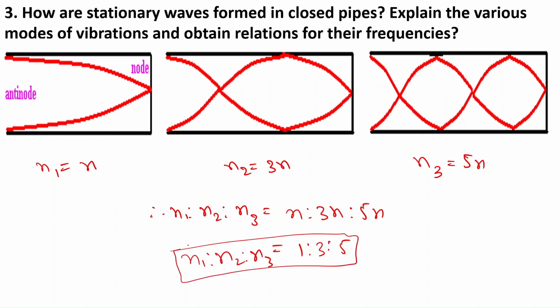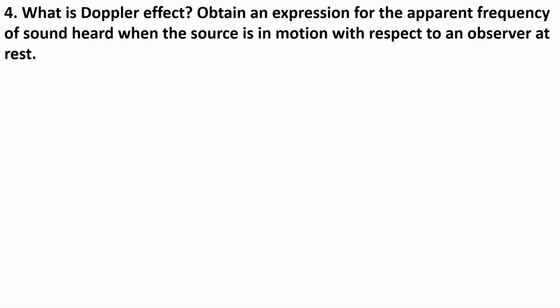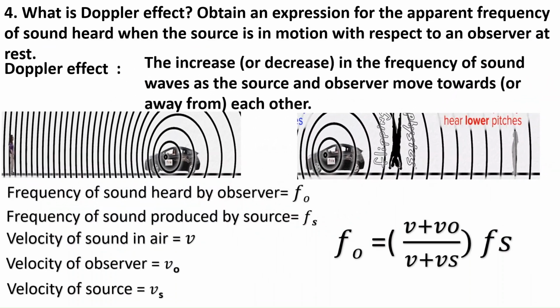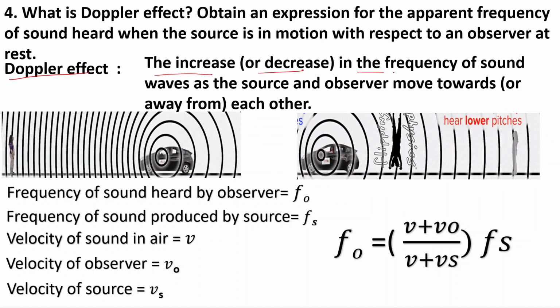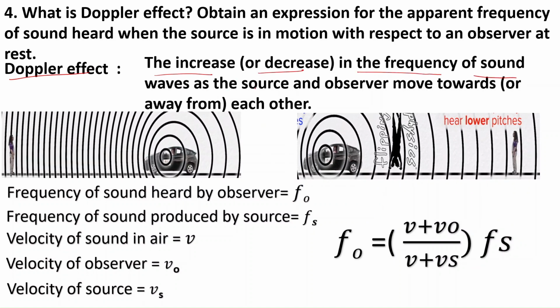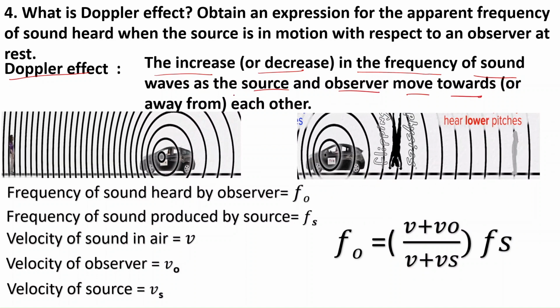Now coming to the next question. What is Doppler effect? Obtain an expression for the apparent frequency of sound heard when the source is in motion with respect to an observer at rest. So here you need to observe that the apparent frequency of sound is heard when the source is in motion with respect to an observer, but the observer is at rest. Now here source is in motion, observer is at rest. Now see the case. The Doppler effect definition you can write in the examination: the increase or decrease in the frequency of sound waves as the source and observer move towards or away from each other.